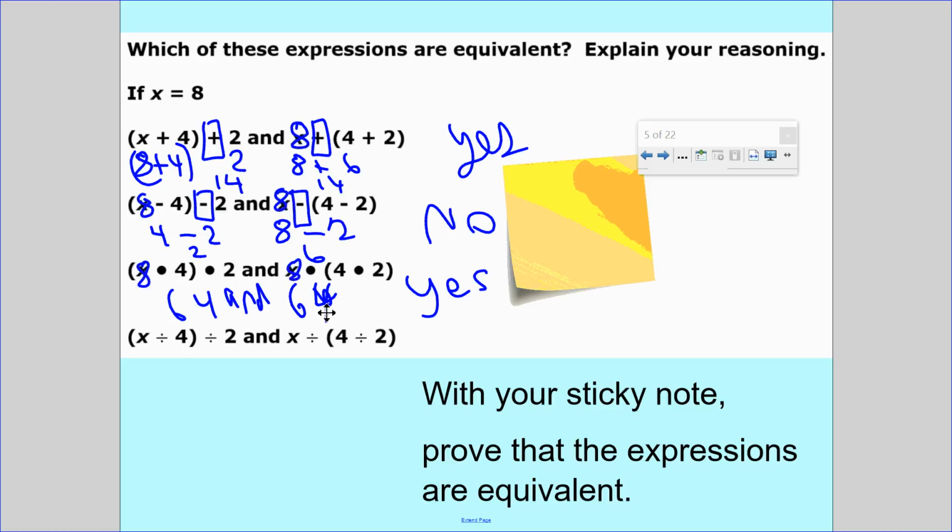What about the last one? I'm going to make a prediction that division will be no, because I think order does matter. 8 divided by 4 is 2. Divided by 2 is what?